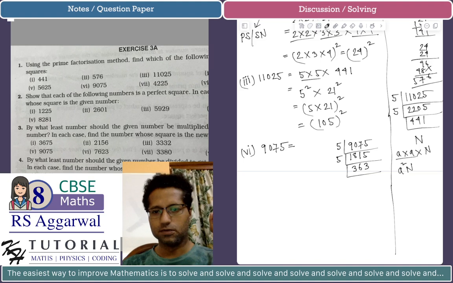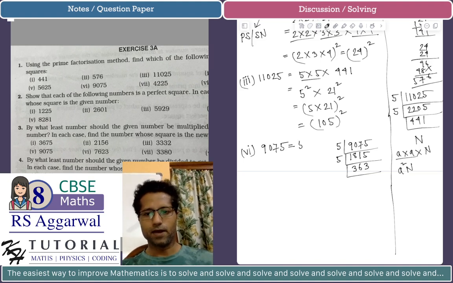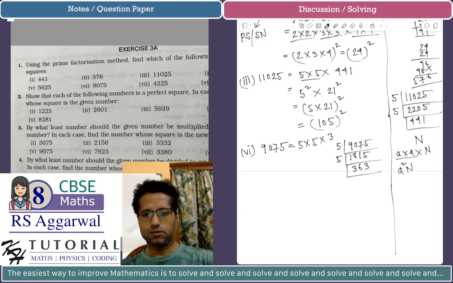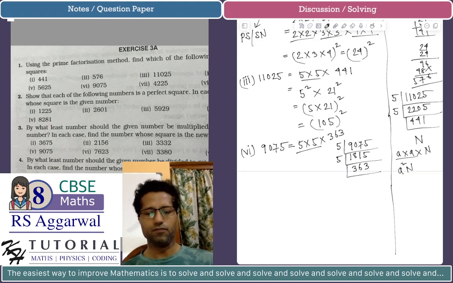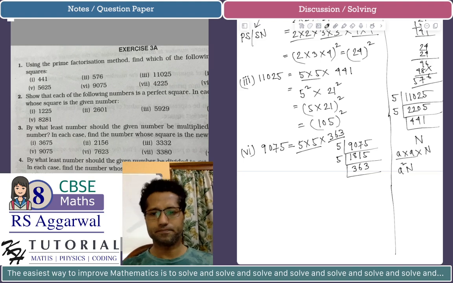So now this is interesting. We can say that 9075 is 5 multiplied by 5 multiplied by 363. So we have found that 5 into 5 is a pair of equal factors. But what about 363? 9075 will only be a perfect square if 363 is a perfect square.